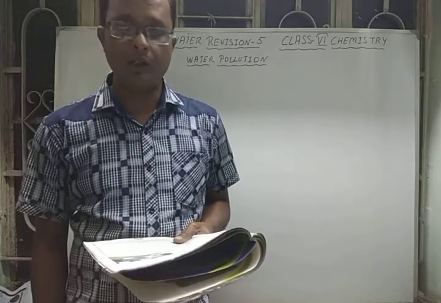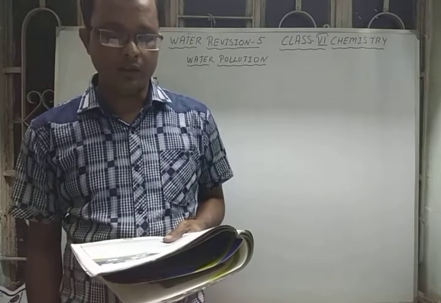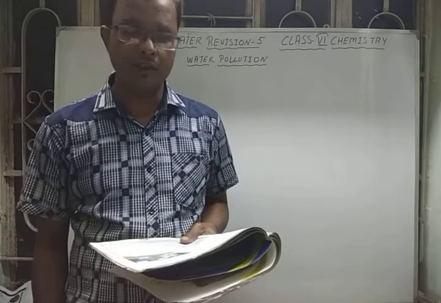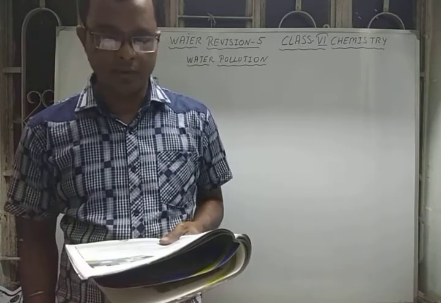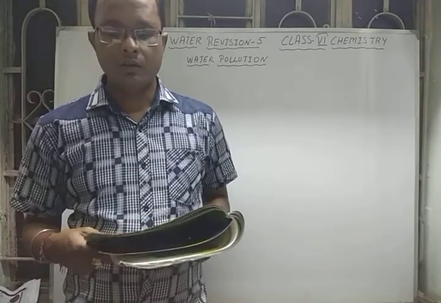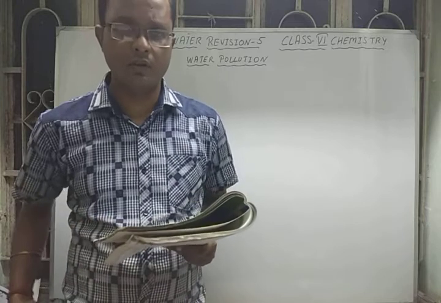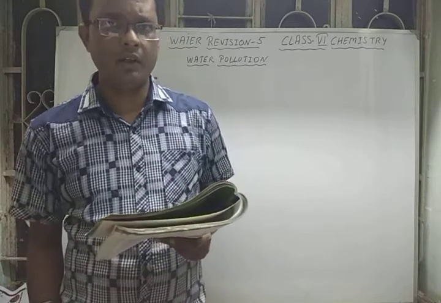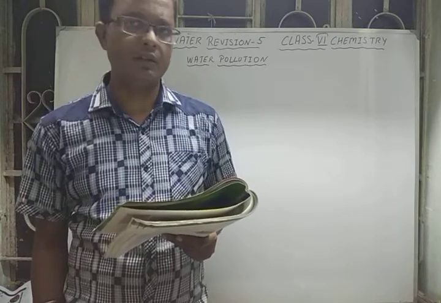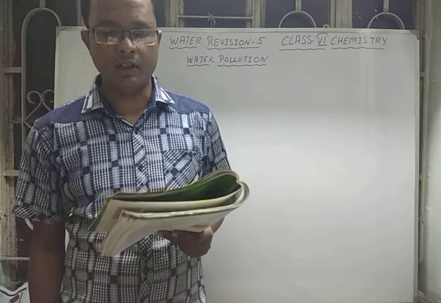Avoid overwatering of gardens and flower pots. Prevent water leakage from taps and pipes. Plant more and more trees. That means we should promote afforestation and stop deforestation. We can do rainwater harvesting also, which is a way to store rainwater in nearby water reservoirs, in tanks, in lakes, ponds.